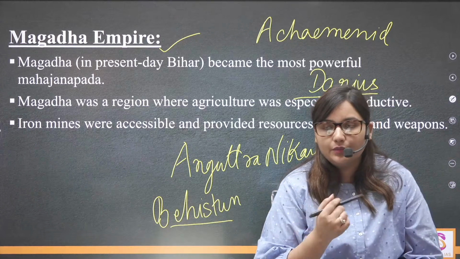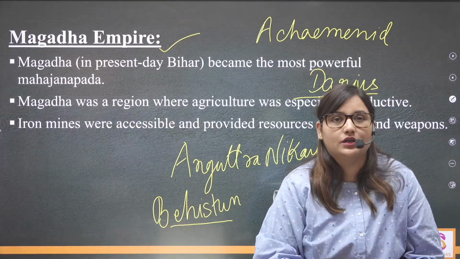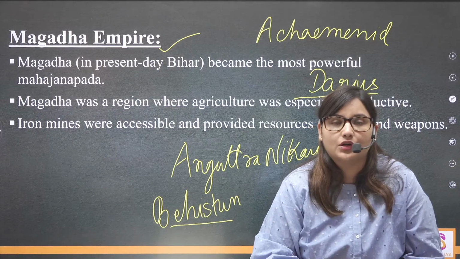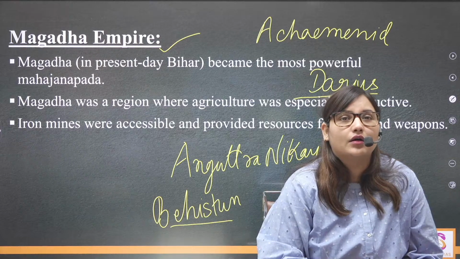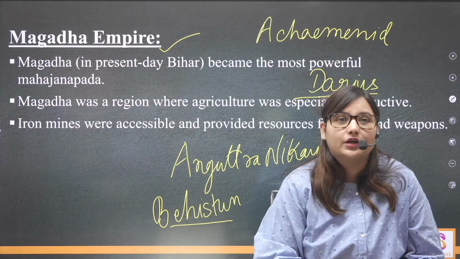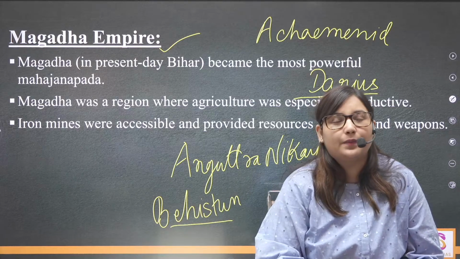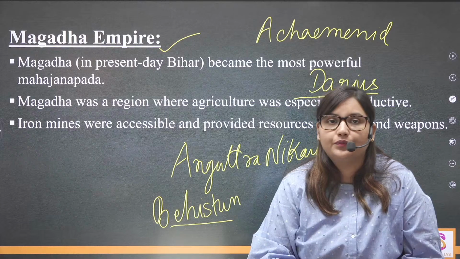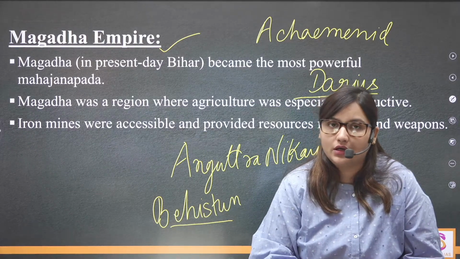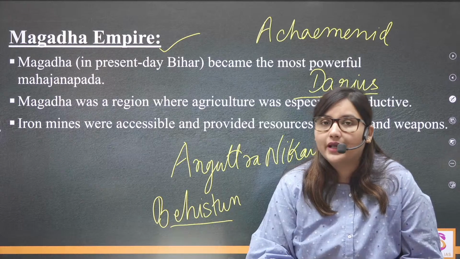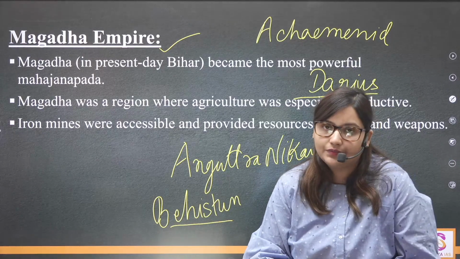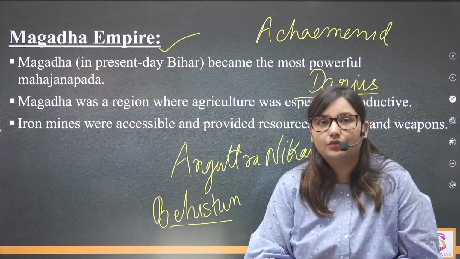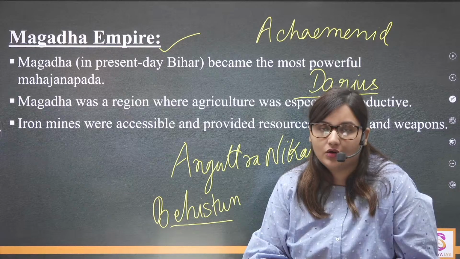Number 3, the third important Mahajanpad is Kamboj. Its capital was Rajpura or Hatak, and it was famous for excellent horse breeds. Underline excellent horse breeds. Kamboj was famous for excellent horse breeds.